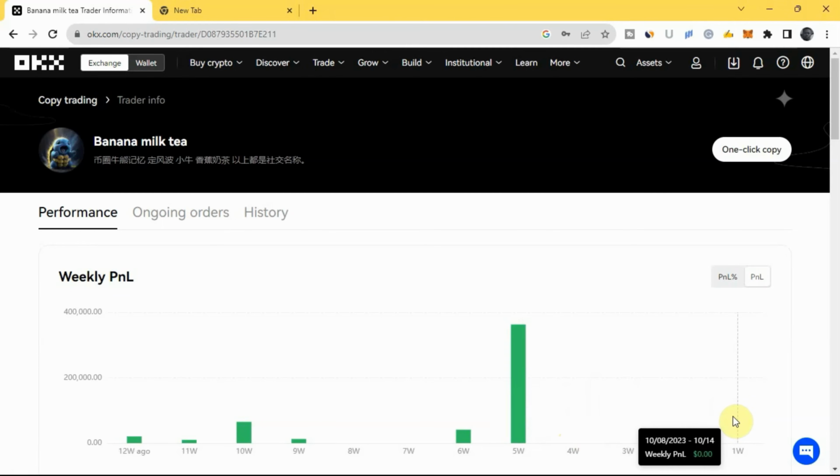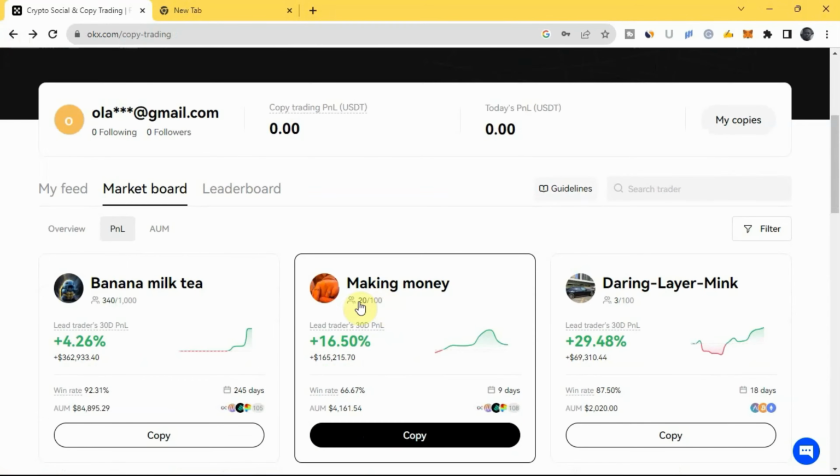So if you see this kind of thing, I will highly advise that you don't follow this trader. Maybe this trader is not even trading at all, because for the last 4 weeks, no profit, no loss at all. So I will advise that you don't copy such a trader. So I'll go back again to pick another trader. So I'll come right here and pick this second trader. His name is Making Money. And then I'll come right here and click on copy.